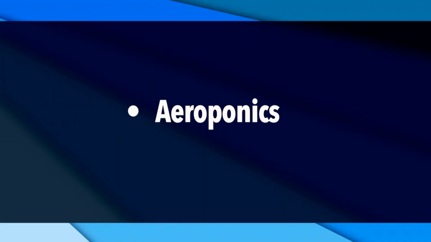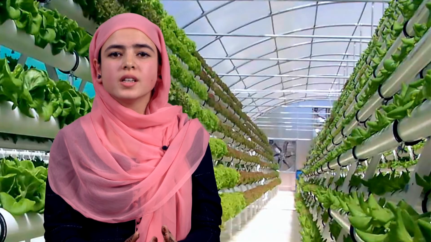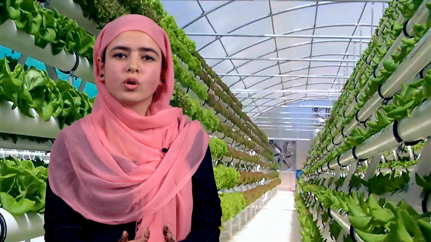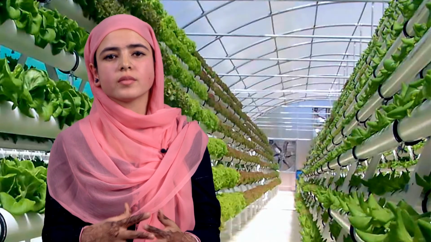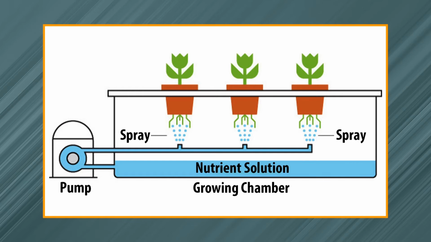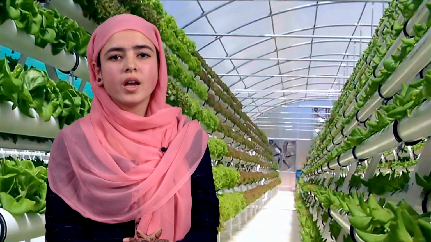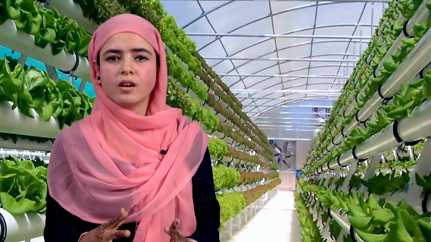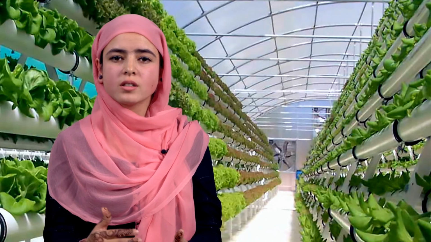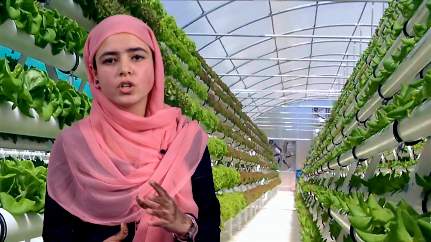Number 2, aeroponics. This is another alternative for growing plants without soil and organic nutrients. It's considered an important medium to grow a vast variety of plants in future. Here, plants are grown with their roots suspended in air and are constantly being sprayed with a nutrient solution.